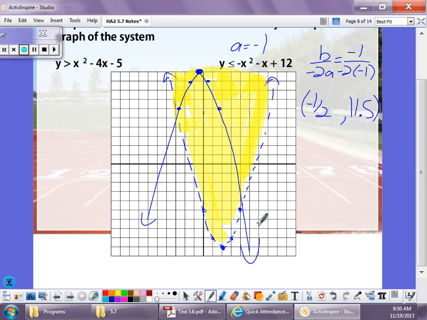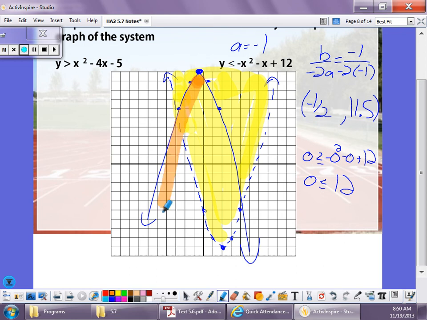So now I have to determine if I want to shade on the inside or the outside. So let's look. What's the value that's on the inside of my parabola? 0, 0 again, right? So I say 0 is less than or equal to negative 0 squared minus 0 plus 12. 0 is less than or equal to 12. Is that true? Yeah, it's true. So now I'm going to shade everywhere on the inside of this parabola.